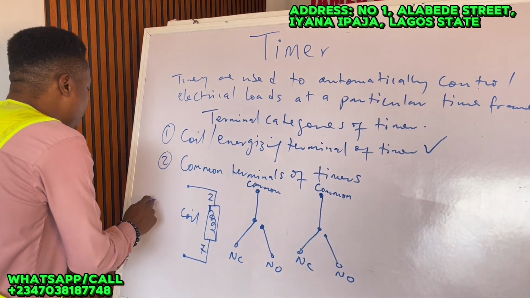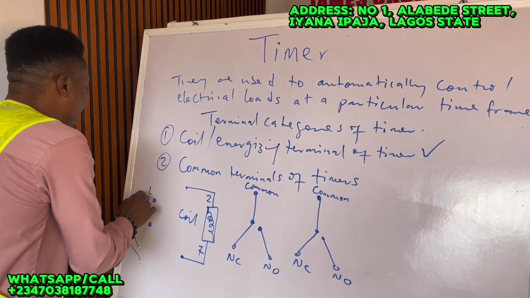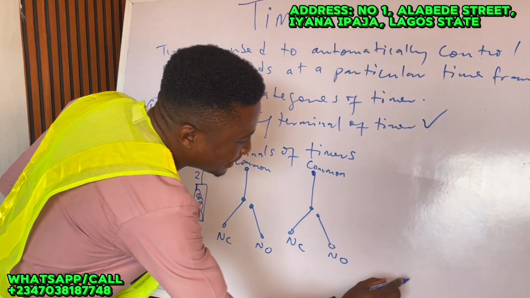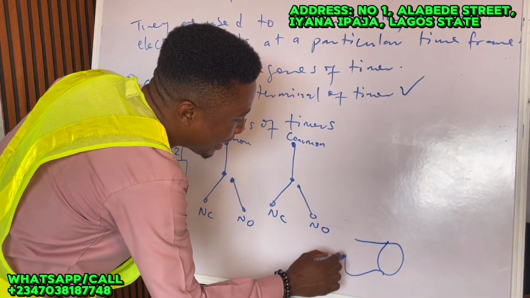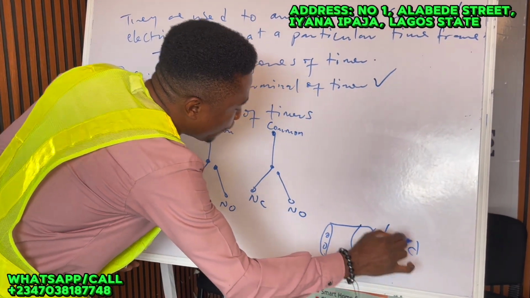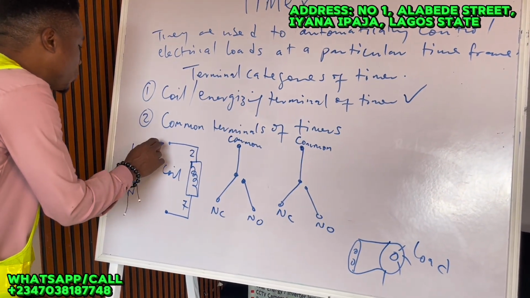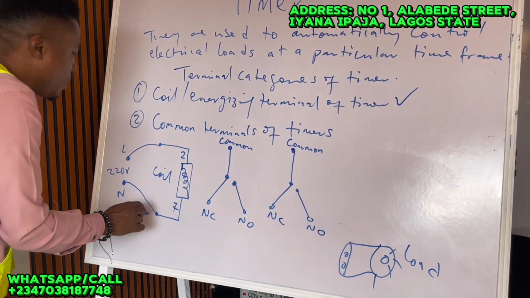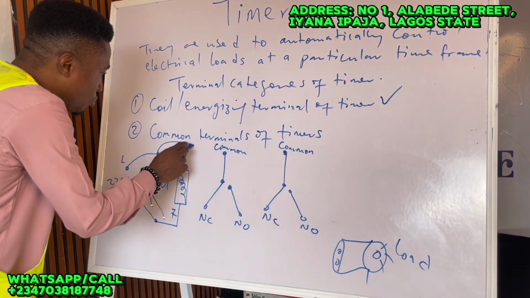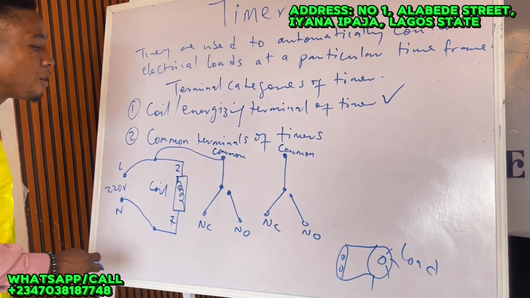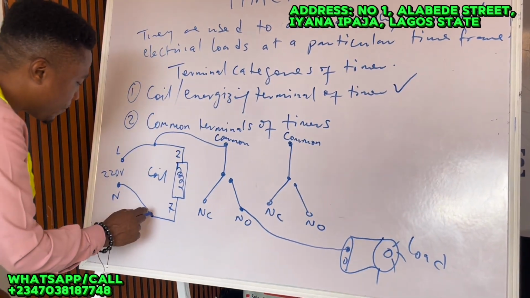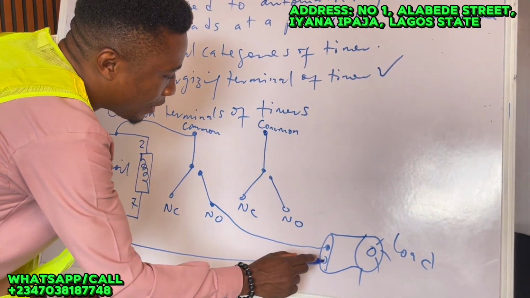So if we have live and neutral supply, which is maybe 220 volt supply, and you want to power a load that requires live and neutral to be powered on, which has 2 terminals, let's say this is the load. For you to power this, you must supply live and neutral to the coil, meaning the coil has received live and neutral. For you to have output, you must supply current to the common. Then if you want to power this load, you supply current from the normally open to one terminal of the load, and from the neutral, you supply to the other terminal of the load.